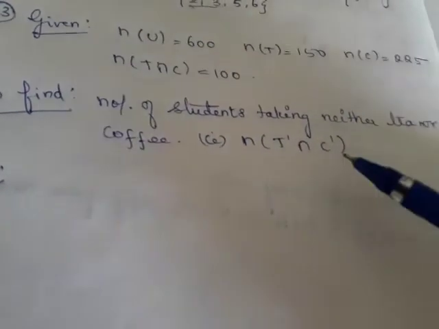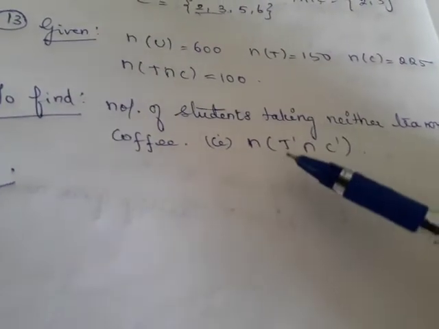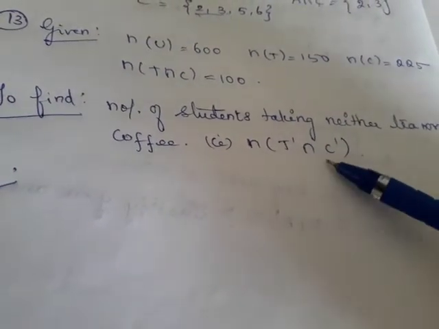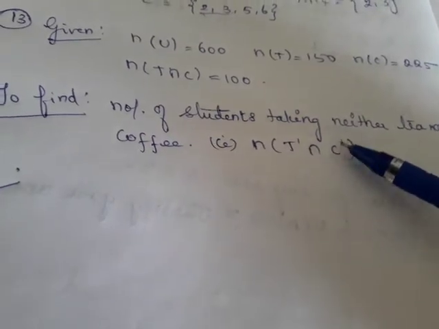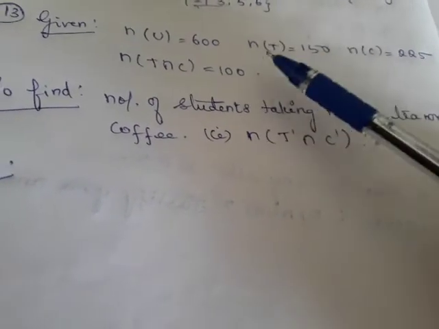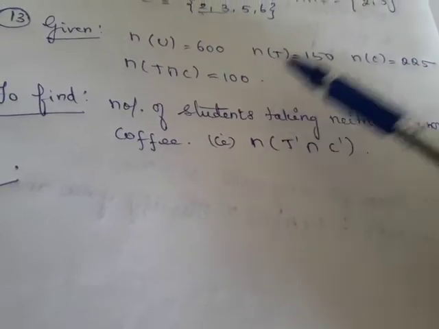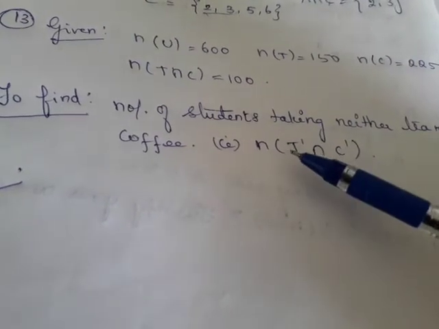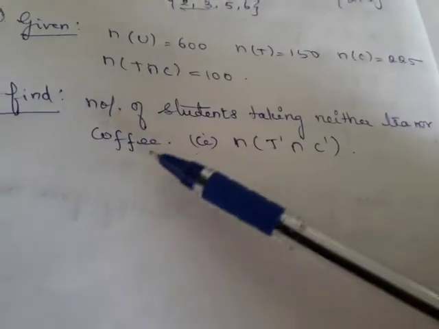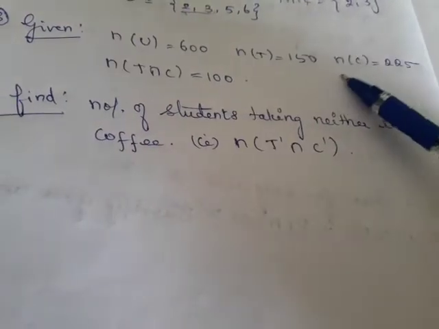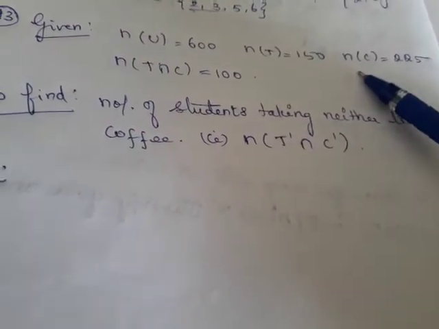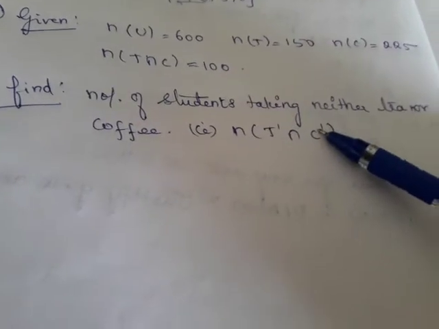So how will you denote it in notation? Neither tea nor coffee, which means they should not take tea as well as they should not take coffee, right? So we are representing tea by the students who are taking tea. So those who are not taking tea will be its complement. Similarly, the students who are taking coffee will be C, so the students who are not taking coffee will be given by C dash.